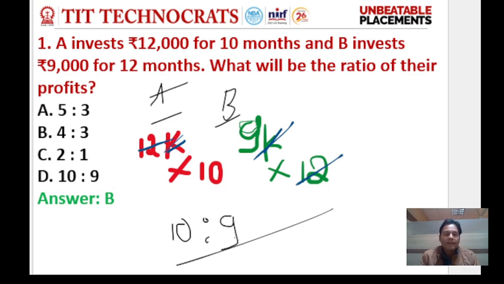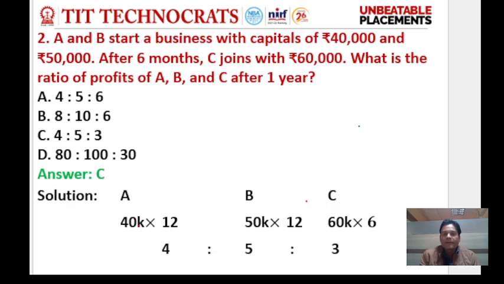One more question. Okay, next question is here. A and B start a business with a capital of... I already told you what capital is. The capital is the money that is invested by the partners to start or commence a business. So here A and B start a business with a capital of 40,000 and 50,000. After 6 months, C joined with 60,000.